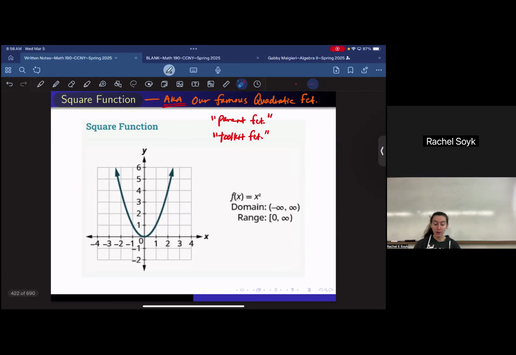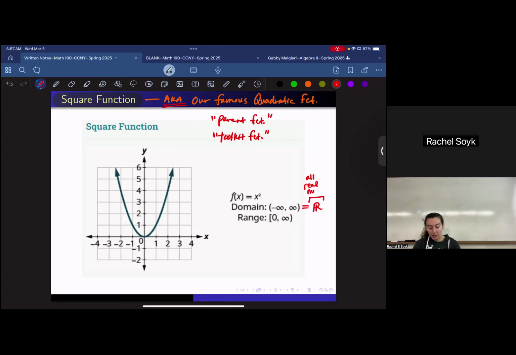Okay. And then the last thing that I want to mention, once again, our domain and our range. Our domain really emphasizes what are all the possible x values in this graph. We have no restrictions here. We can have any x value in the real number system, which is why we have all real numbers, which is known as negative infinity to positive infinity.